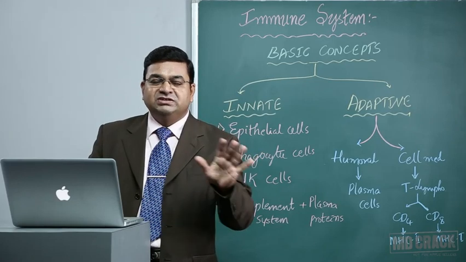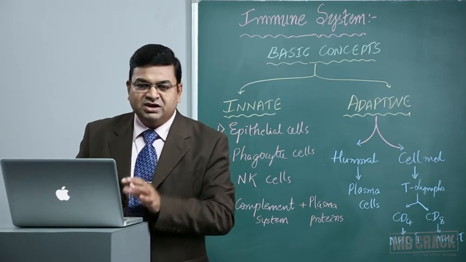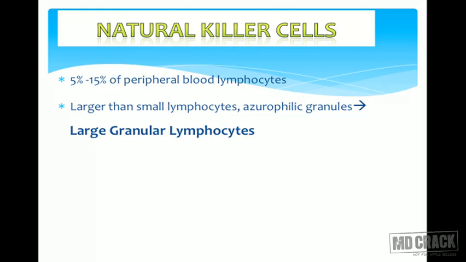Normal T and B lymphocytes will not have any granules in their cytoplasm. They are agranular, whereas NK cells will have a good amount of granules. That's why the other name for these lymphocytes is large granular lymphocytes. They are a little larger than the small lymphocytes, and they show azurophilic granules in their cytoplasm.